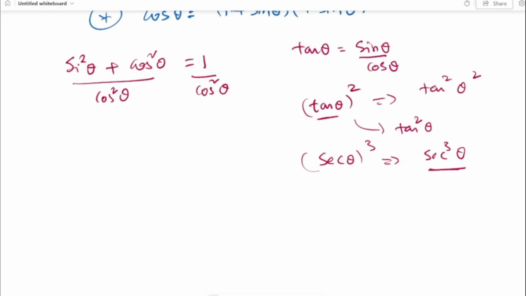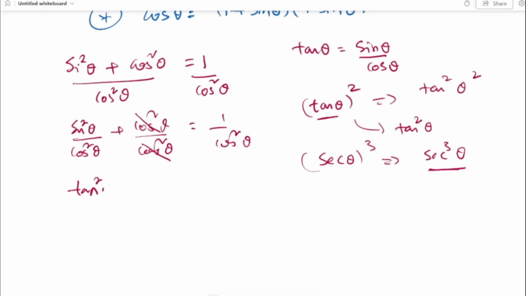If I divide with cos square theta, so basically it's a partial fraction, you split it across. Sine square theta divided by cos square theta, cos square theta divided by cos square theta, equal to 1 by cos square theta. Correct? These two cancel off. Sine over cos, recall what sine over cos is. Sine over cos is tan. So this is tan square theta plus 1 equal to 1 over the reciprocal of cos. 1 over cos is secant square theta.